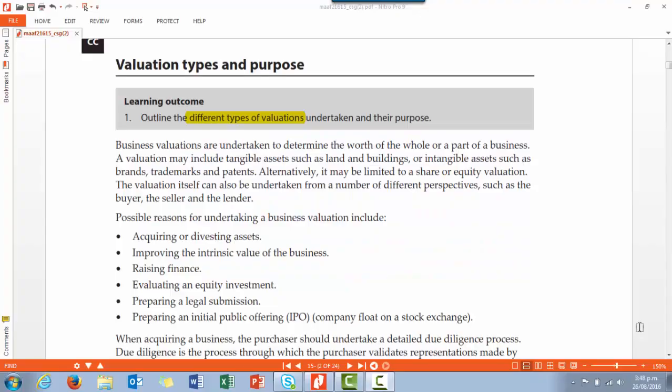This is a brief overview of Unit 15, Valuation of Businesses. Looking at Learning Outcome 1, we're looking at the different types of valuations and the purpose of these valuations. There are some reasons why a valuation might be undertaken. These include buying a business, raising finance, evaluating whether or not we want to buy an equity investment, and there are a whole variety of other reasons why we would want a business valued.